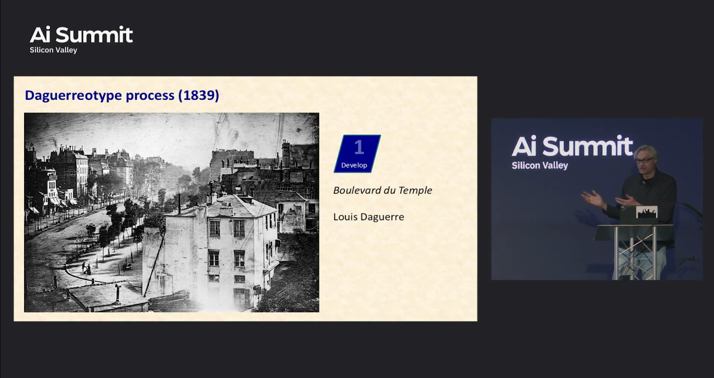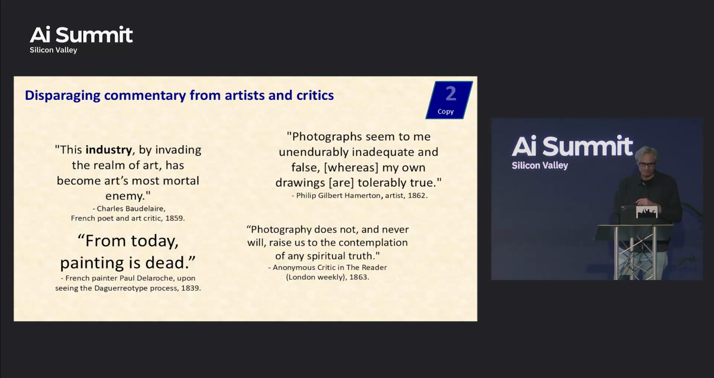It took a few more decades of technological development before photography caught on, and when painters and art critics began to take notice, they said things like, "This industry, by invading the realm of art, has become art's most mortal enemy." So here the poet Baudelaire is using industry as a pejorative to indicate that photography is just a mechanical process. It's not art. It's an invasive species. "Photography does not and never will raise us to the contemplation of any spiritual truth." From an anonymous critic. Those were not invented by the internet. We had them in 1863.